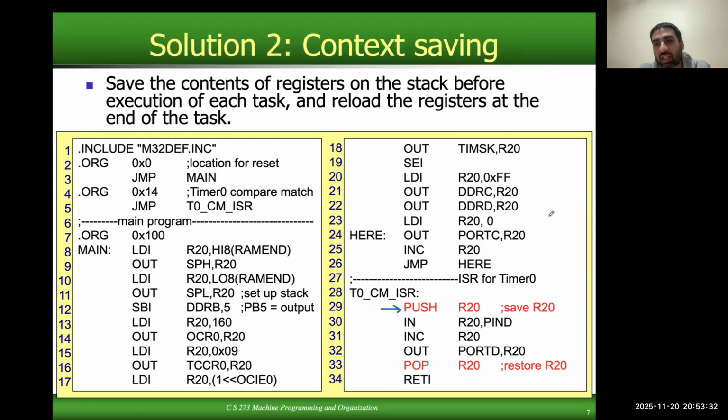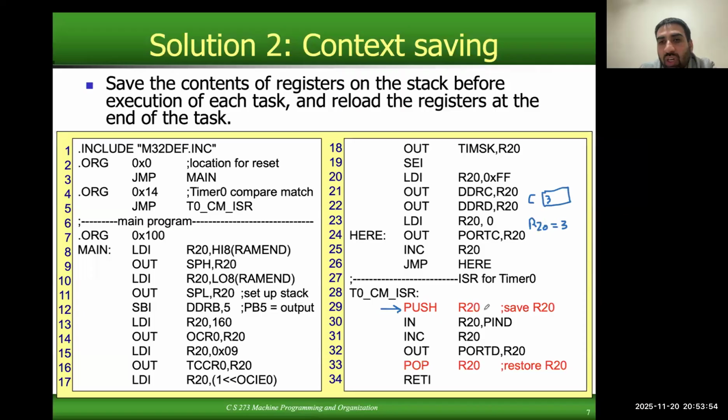If we now consider exactly the same scenario which we considered the last time, let's say port C had the value of 3, which means the current value of R20 was also equal to 3, right? And then the interrupt happened, and now we are in the body of the ISR.